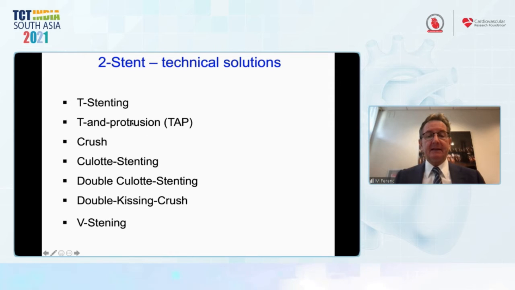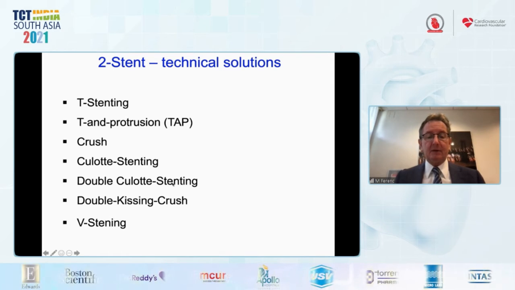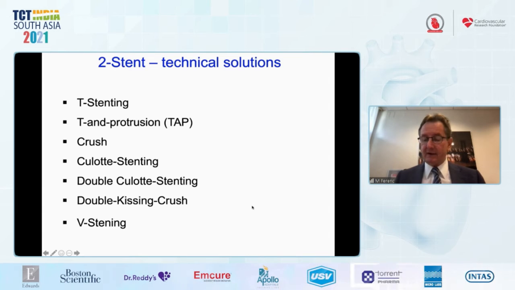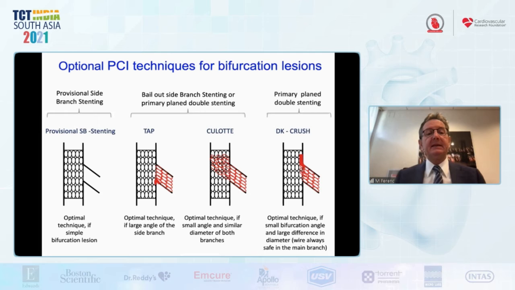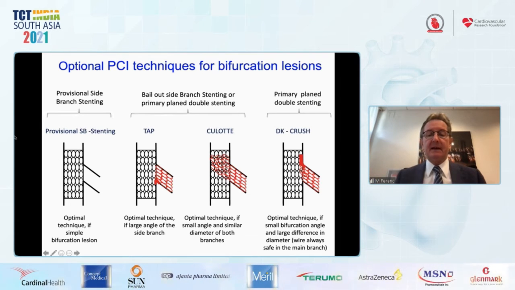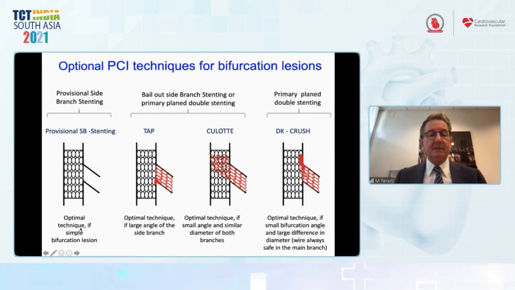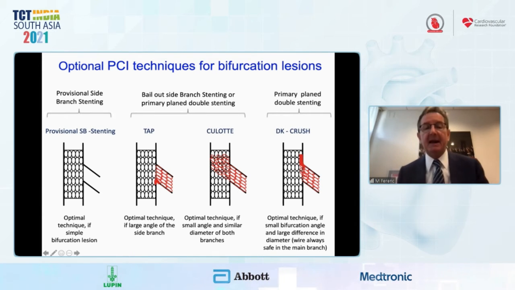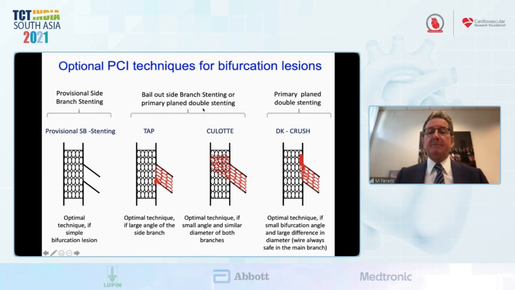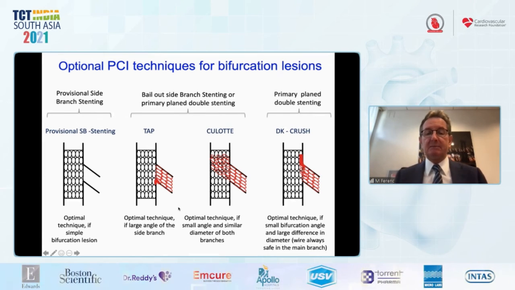We have TAP, which is very popular in Europe. We have culotte, and now double culotte stenting, DK culotte, and double kiss and crush. And you can see in this slide which approaches are now, at least in Europe, usually used. Provisional, of course, the simple one. If you need an additional stent, you can go with TAP or culotte, and both approaches are, as well as bailout approach, primary planned double stenting approaches. You can use them in both ways.